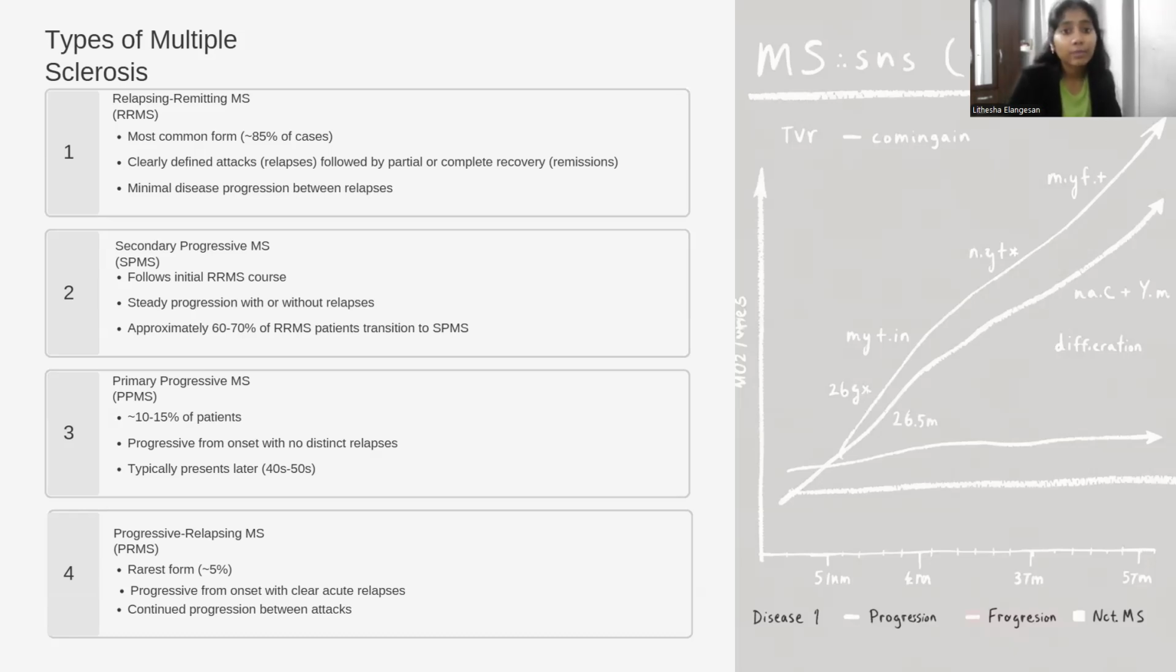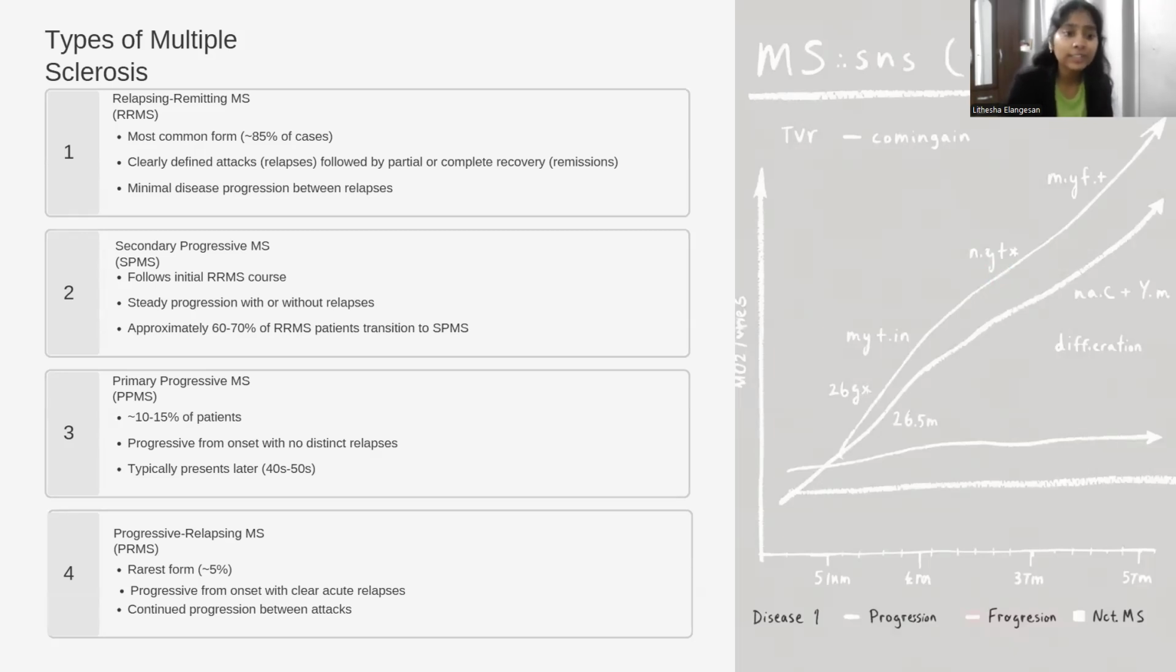Then we have primary progressive MS, which means there won't be any form of relapses. Patients who have this will not have periods of relapse. Only a small percentage, 10 to 15% of patients, tend to experience this form of MS. This tends to present much later in life, around the 40s and 50s, and the other forms of MS will be seen in your 20s, 30s, and 40s, so much younger.